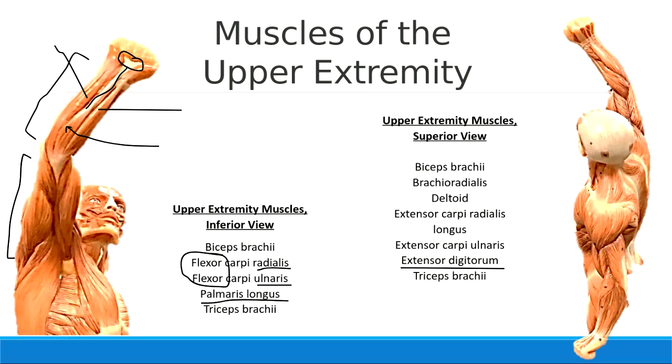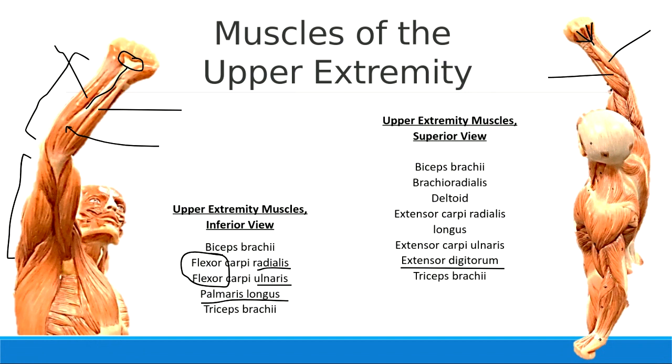Extensor digitorum is the one that I told you guys we're going to reference. See how there's a muscle here that has little tendons that go down into the digits, down into the fingers? This is extensor digitorum. It's the big one that goes into the fingers. And then we've got extensor carpi radialis and extensor carpi ulnaris. Just like we saw with the flexors, it's going to be referencing to where they're located versus the radius and ulna.